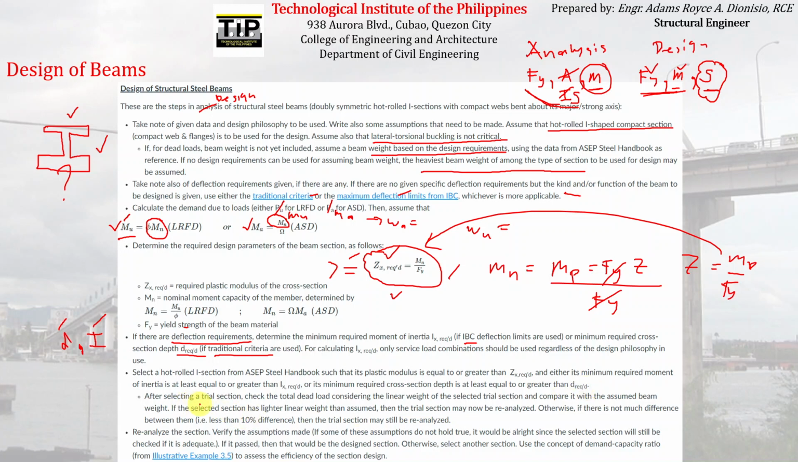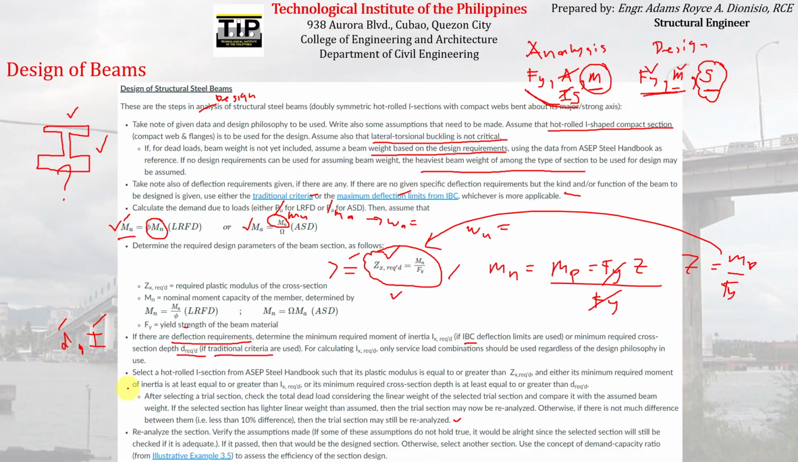After selecting a trial section, check the total dead load considering the linear weight of the selected trial section and compare it with the assumed beam weight. If the selected section has lighter linear weight than assumed, then the trial section may now be reanalyzed. Otherwise, if there is not much difference between them, i.e. less than 10% difference, then the trial section may still be reanalyzed.